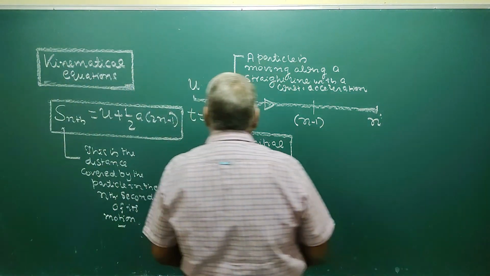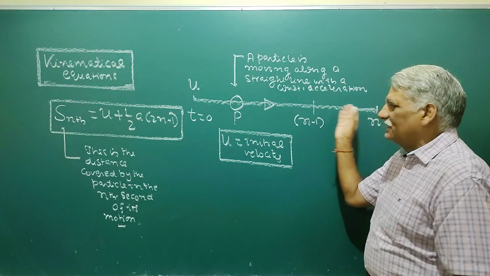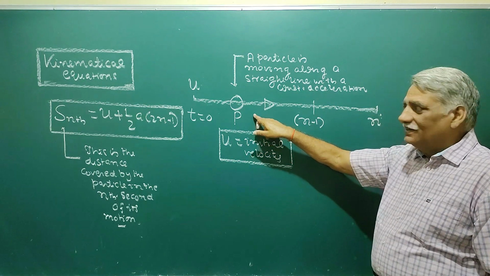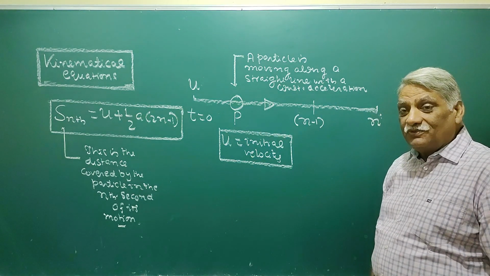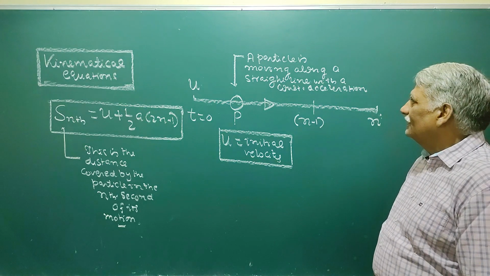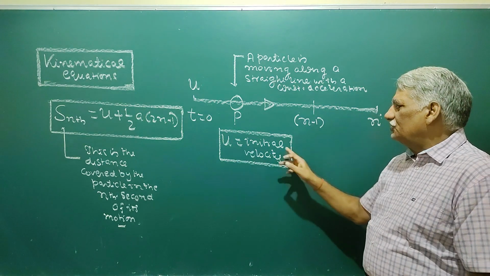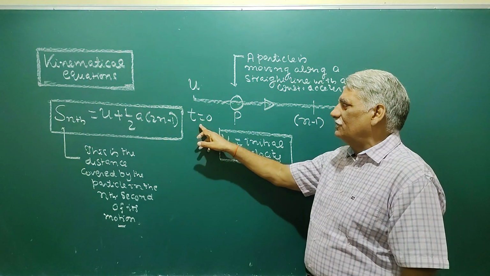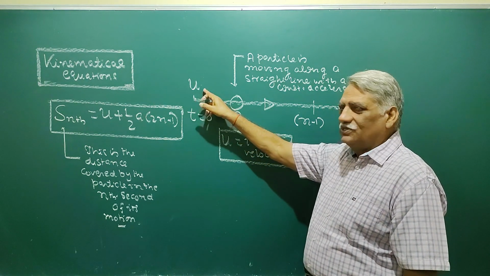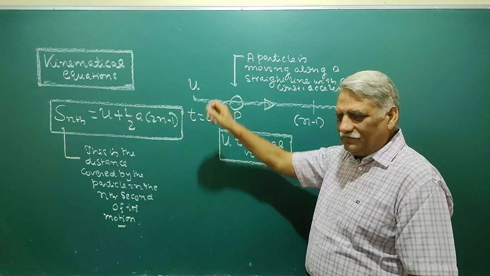Here, a particle is moving on a straight line. There is a particle. This is moving along this straight line with a constant acceleration. That acceleration is a. u is the initial velocity. At time t is equal to 0, the particle is here, and its velocity is u. Okay.